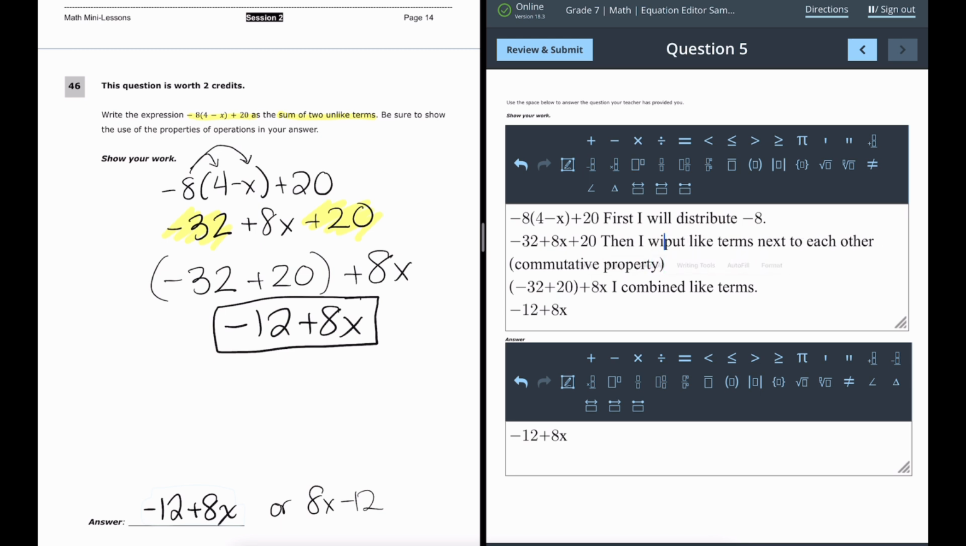Then I put like terms next to each other, commutative property. I did that. Finally, I combined like terms. And that's it. All right, give yourself a point if you have negative 12 plus 8x or 8x plus negative 12, and then give yourself another point if you showed your work how you got there.